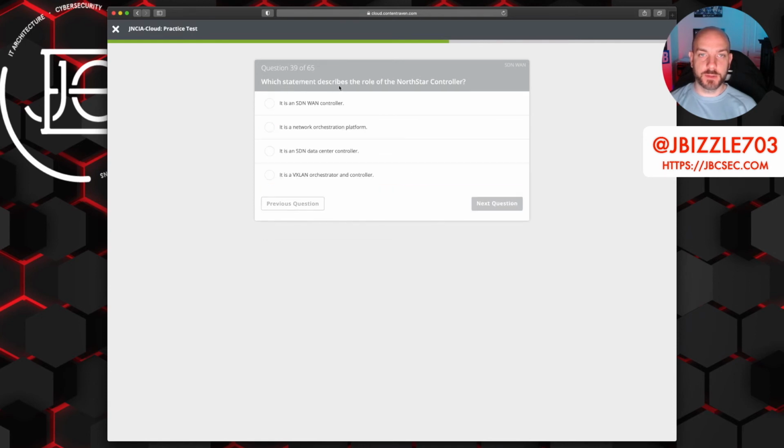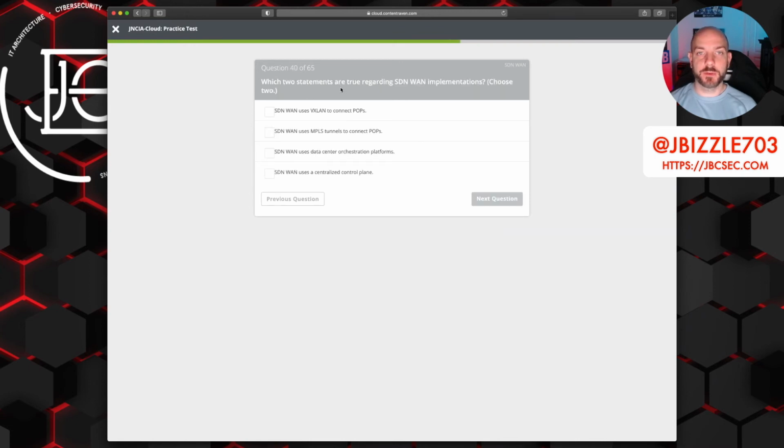Which statement describes the role of the North Star controller? It is a SDN WAN controller. It's a network orchestration platform. It's a SDN data center controller. It's a VXLAN orchestrator and controller. Let's go. It's a SDN WAN controller.